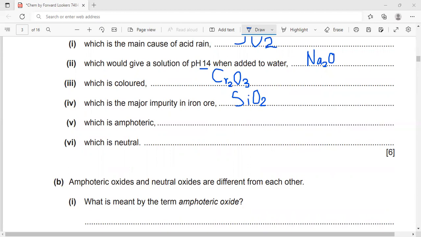The hydroxides of both these elements also behave amphoterically. Aluminum oxide can behave as a base: if aluminum oxide reacts with an acid such as hydrochloric acid, we are going to get aluminum chloride and water, that is salt and water. Aluminum oxide can also behave as an acid, because when it reacts with sodium hydroxide, you are going to get the salt and water.